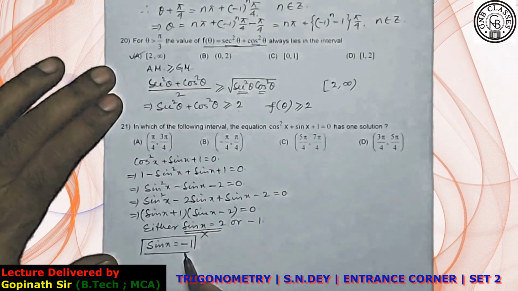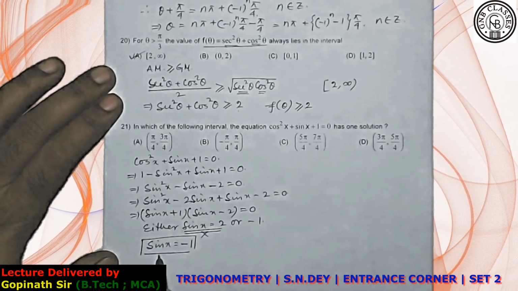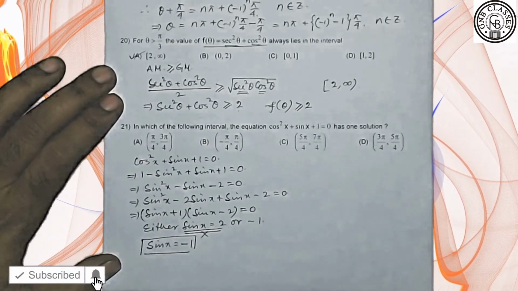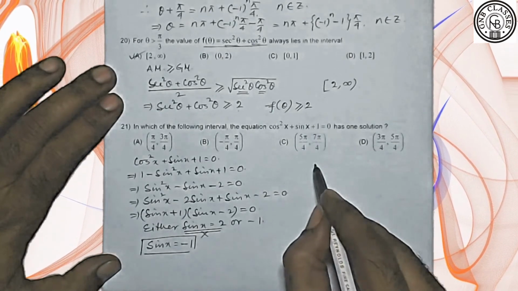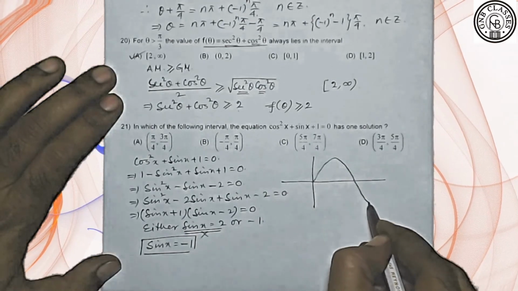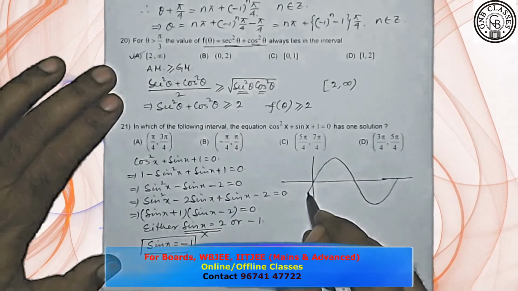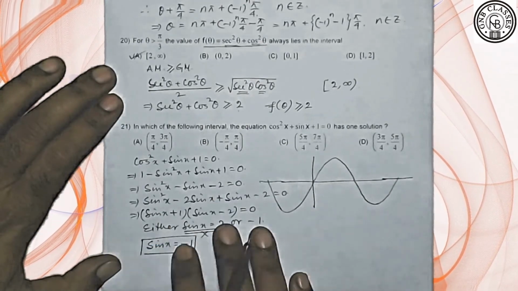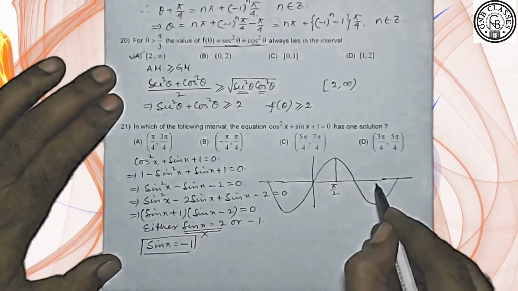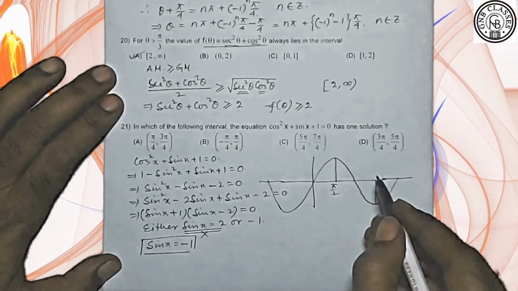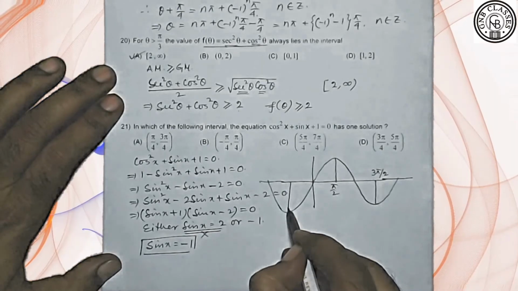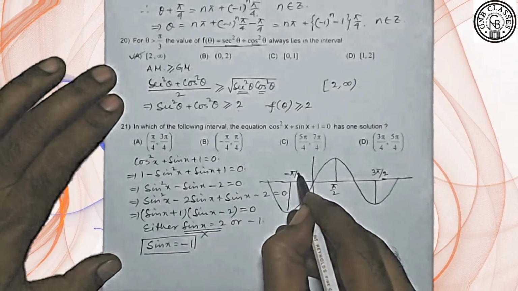Okay. Now we have to find out in which interval this solution falls. That is, your x should lie in which interval so that your sin x gives you minus 1. Now let me just draw the graph of sin x. It will look something like this. And this thing goes on. This is pi by 2 and the value is 1. This is 3 pi by 2 and the value is minus 1. This is minus pi by 2 and so on.